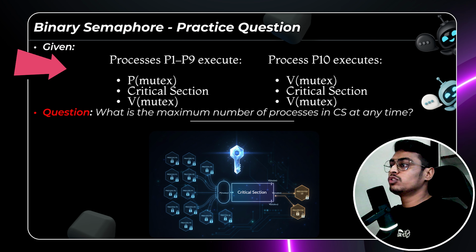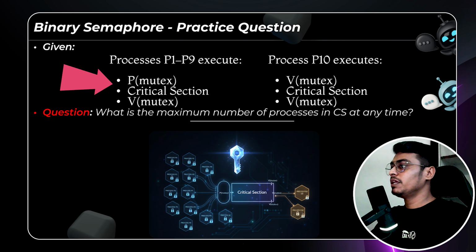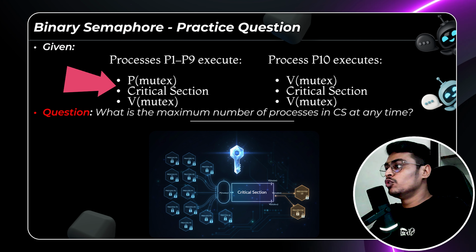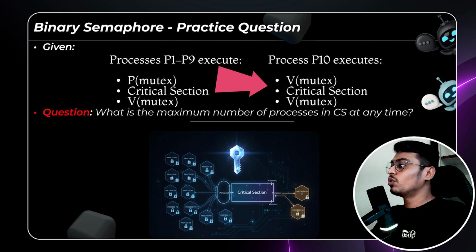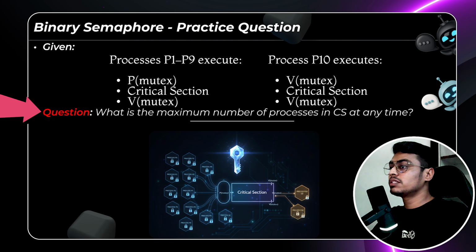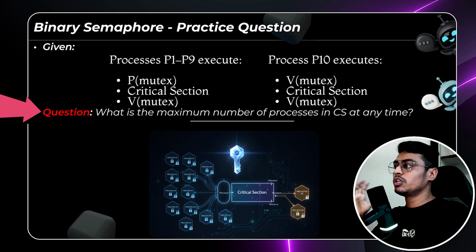Now we will see a question, then this fundamental concept will be clear to you. There are 10 processes. P1 to P9 execute one code and P10 executes another. P1 to P9 execute P mutex, critical section, then V mutex. P10 executes V mutex, critical section, V mutex. What is the maximum number of processes that may be present in the critical section at any point of time? So this is the question, we have to solve it.